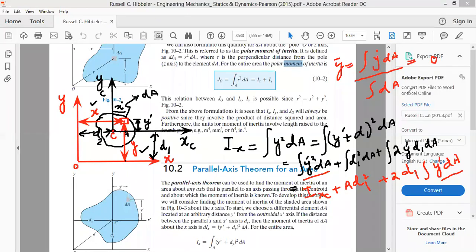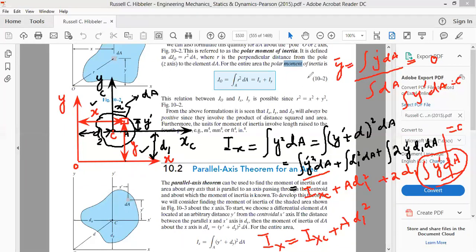If you cross multiply, you will get integral y' dA equal to 0. Therefore, as far as this term is concerned, integral y' dA, this term is equal to 0. So finally what we get is Ix, the moment of inertia about any axis, is equal to the moment of inertia about the centroidal x-axis plus area times the square of the distance between the two x-axes. That is how we can wind it up.